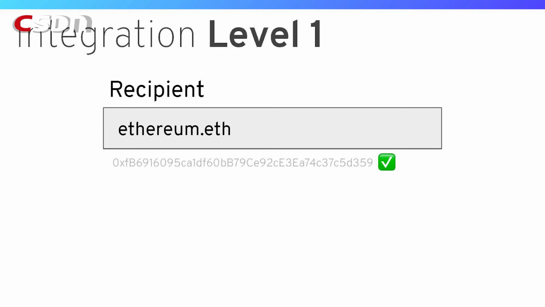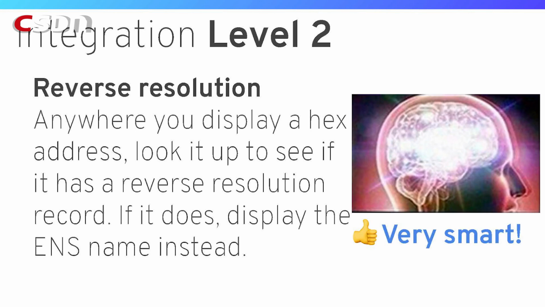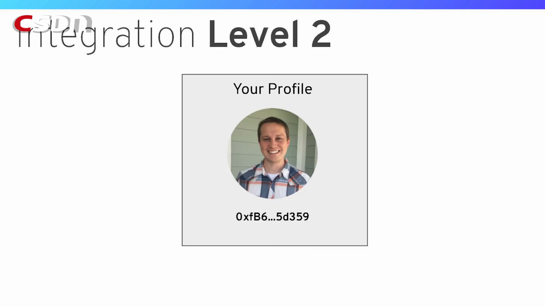Integration level 2 is using reverse resolution. So anywhere you display a hex address, look it up to see if it has a reverse resolution record. If it does, display the ENS name instead. So again, you're really smart if you're doing this. This is slightly more complicated, but not too much. Here's an example of what it could look like.